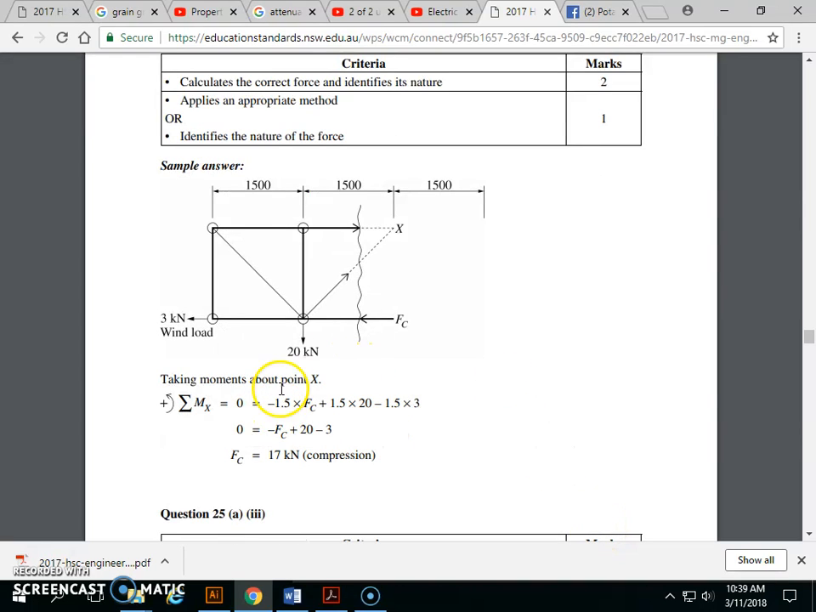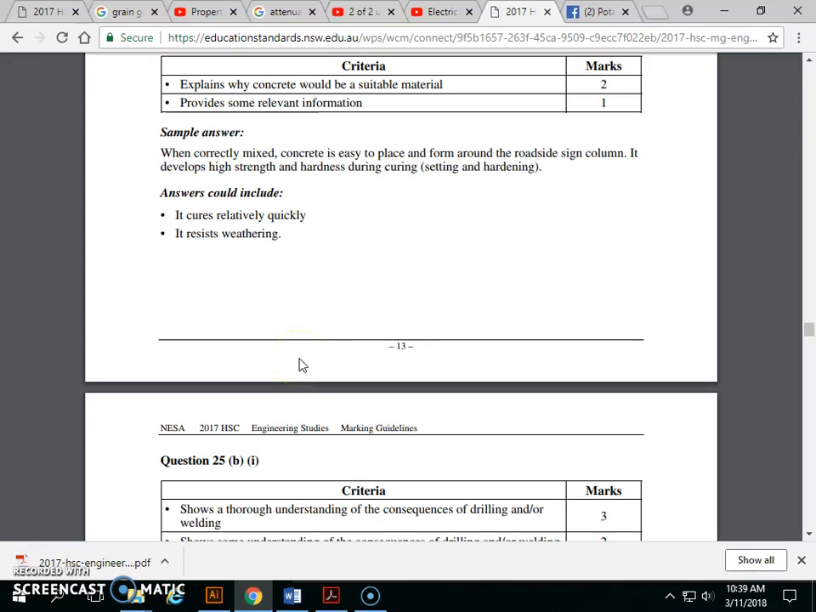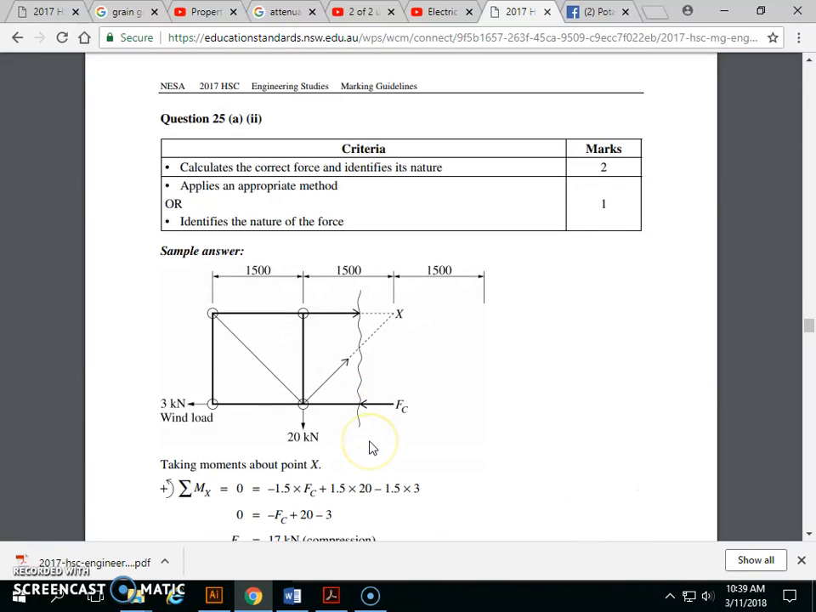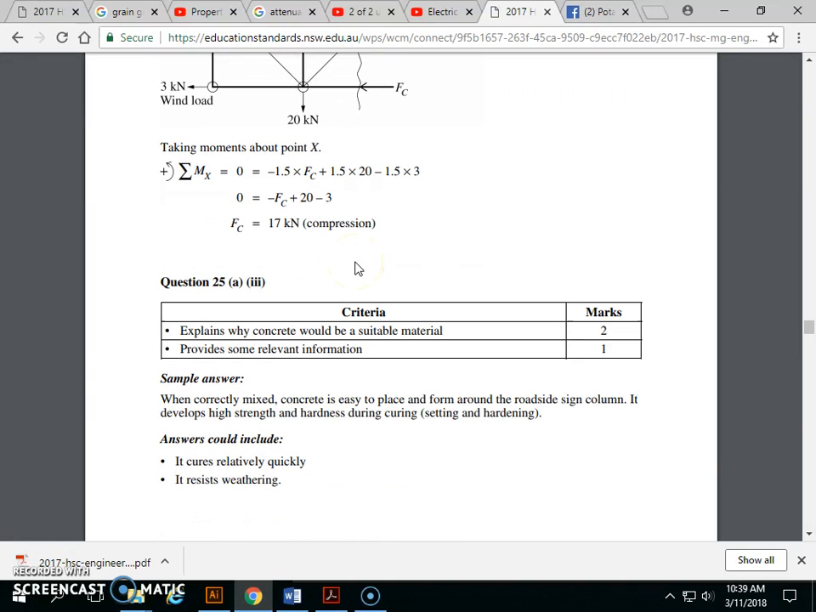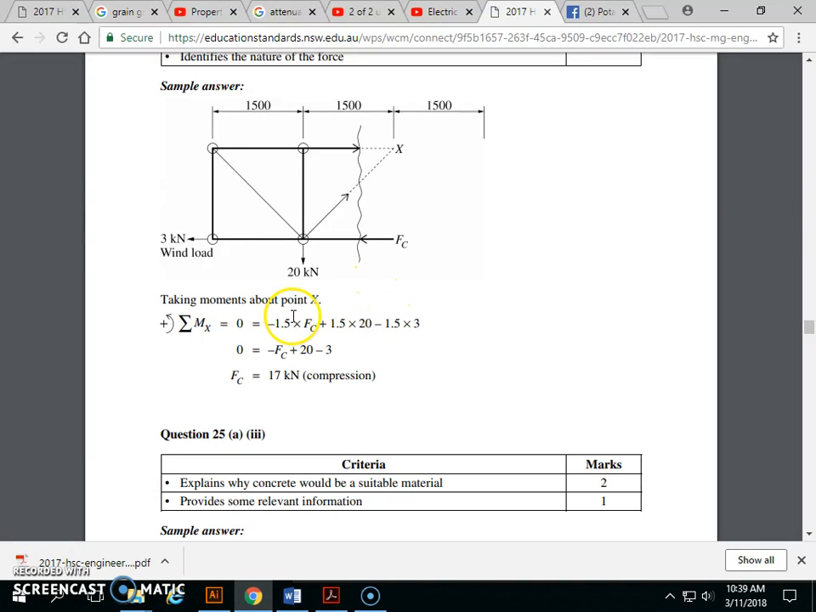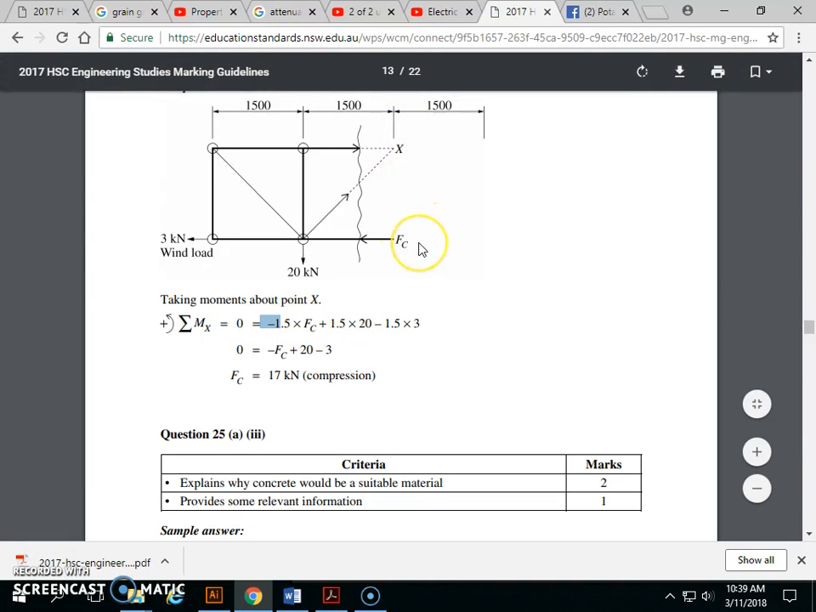Okay, but then we've got the unknown, which is FC times 1.5. Put all that in the formula, and what do you get? 17. Now, is it in compression or is it in tension? Now, when they said minus 1.5, they said that we're assuming it's going to be going clockwise, and they've set anti-clockwise as positive.